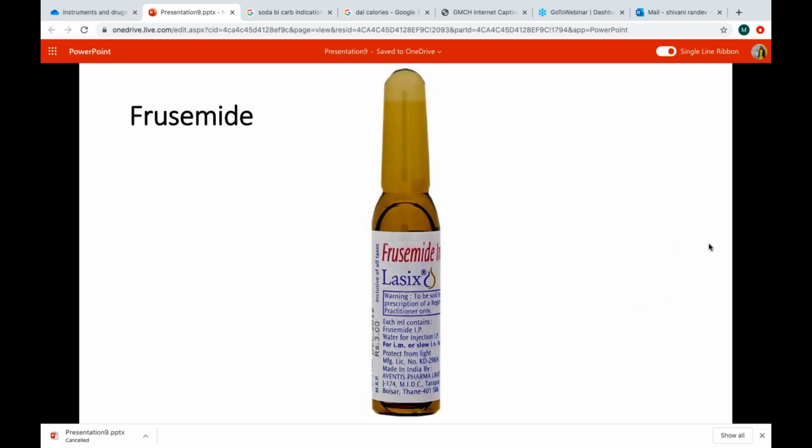Then this is furosemide, commonly called Lasix. It is used to increase urine output. Where is Lasix used? In cardiogenic pulmonary edema, in cardiac failure.